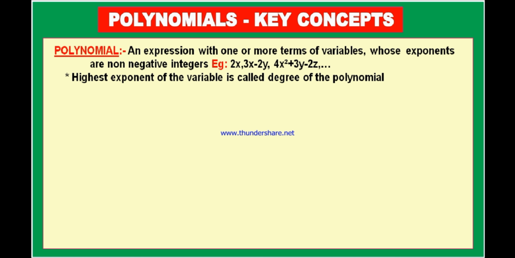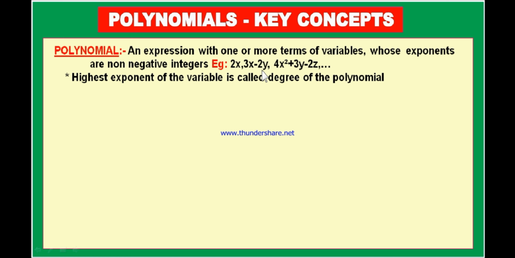Look at the polynomials that are given as examples in the above case. One polynomial is 2x, the second polynomial is 3x minus 2y, and the third polynomial is 4x square plus 3y minus 2z. Now in the first polynomial there is only one term. What is the exponent of the variable here? The exponent of the variable is 1. As there is only one term, there is no question of highest exponent. Therefore 1 is the exponent. Then you can say that the degree of this polynomial is 1.